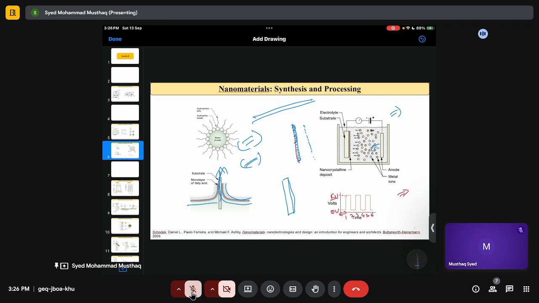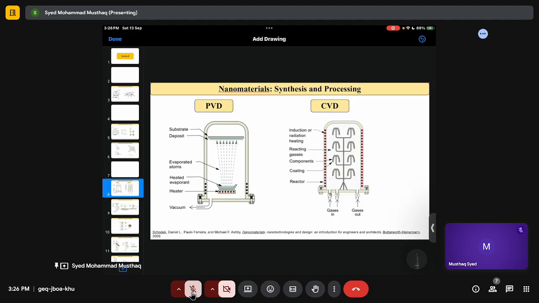And because we are not supplying the voltage continuously, if you supply voltage continuously, then some of them may grow, some of them may not. But if you do the pulsating, every time we are giving the same chance for every particle to grow, so that's why you will have a more uniform way of growing. So that's all about electrodeposition. And then, moving on to PVD.